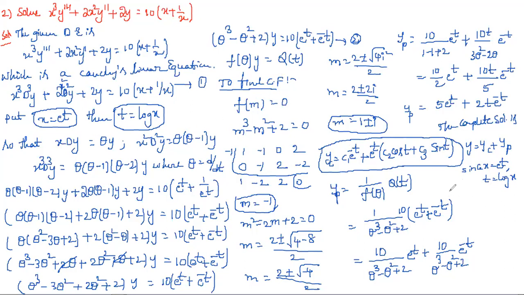So simply, yc is equal to c1 e power minus t, and e power minus t is e power t whole power minus 1, that is 1 by x, plus e power t, which is x, into c2 cos of log x plus c3 into sin of log x. And yp is 5x plus 2 by x into t, that is log x. Finally we need to substitute x as e power t and t as log x. So this is the one.